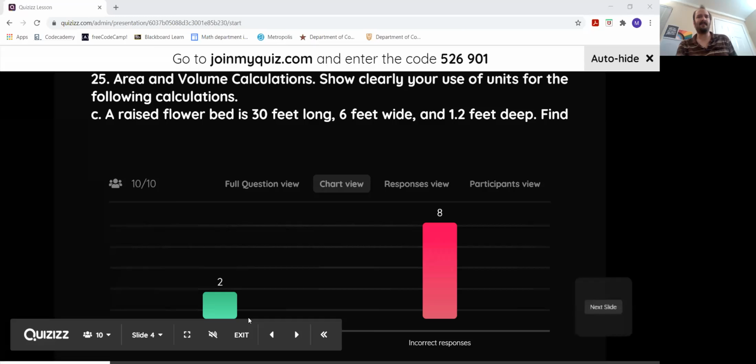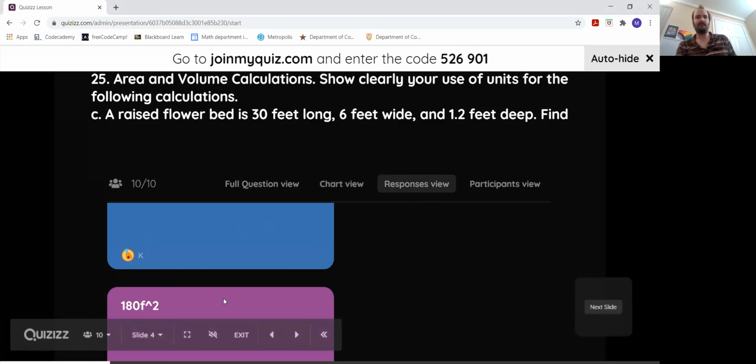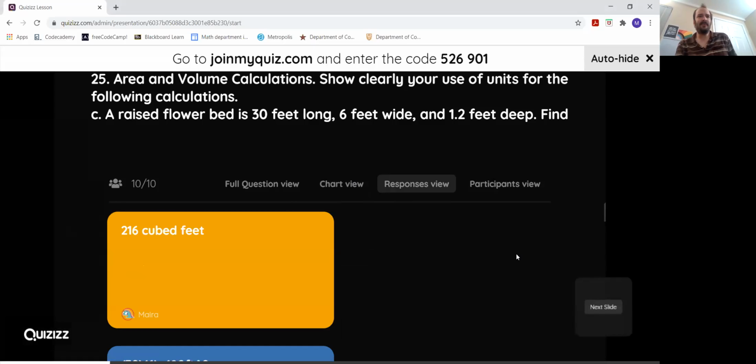Why did mine not get counted correct? That's weird. It should be feet squared. So I think he left out a T there, probably a typo. It should be 180, not cube feet.